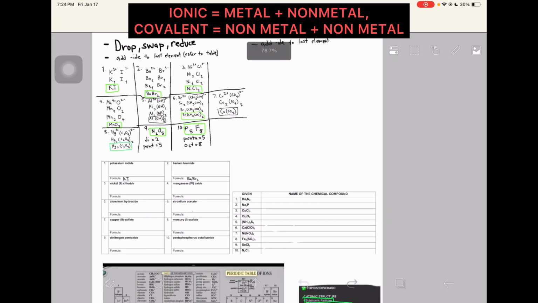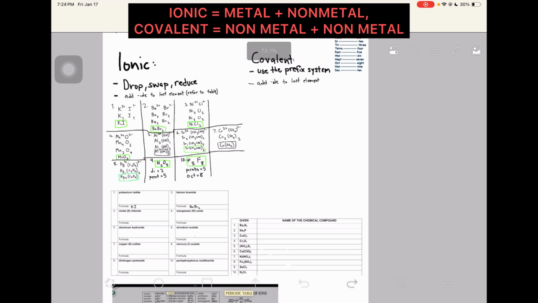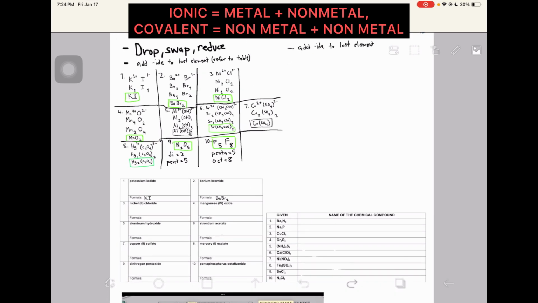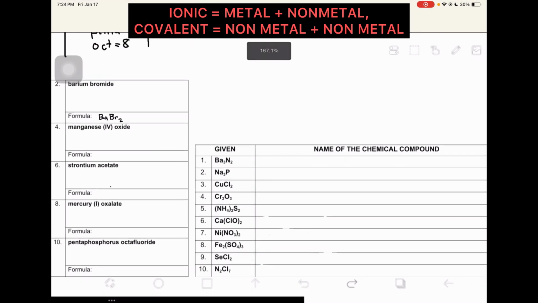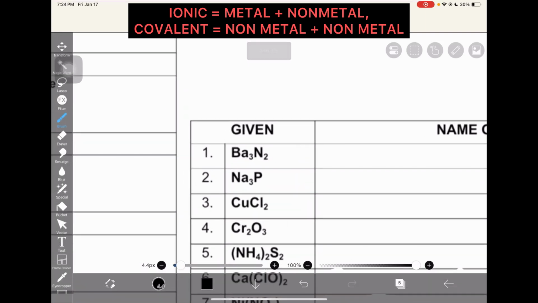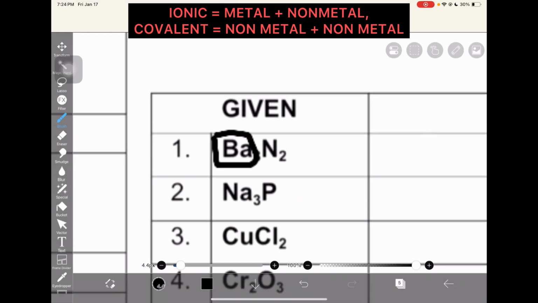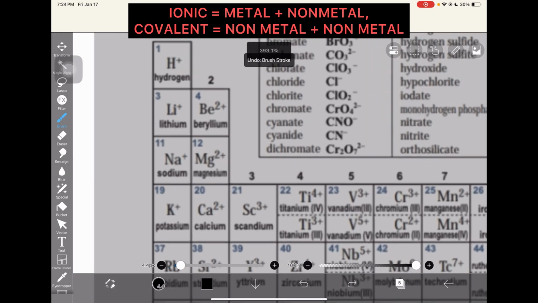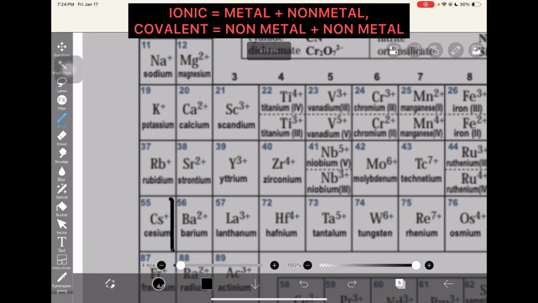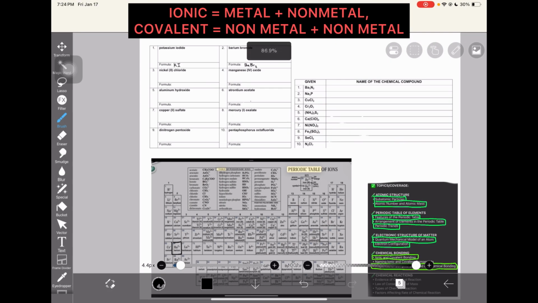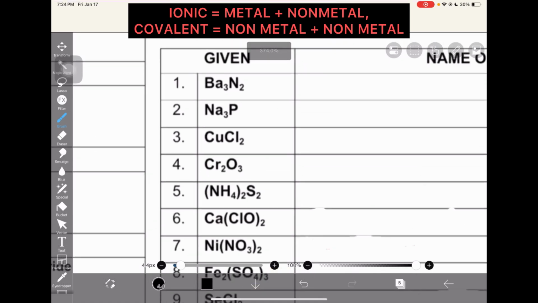Okay. So once we did the naming to formula, how about formula to name? Well, seeing as they're just a reverse process, we can also apply the same process but reversed. Let me explain. So first, let's identify what this is. Barium is here, and it's obviously a metal. How about this one? N, nitrogen.